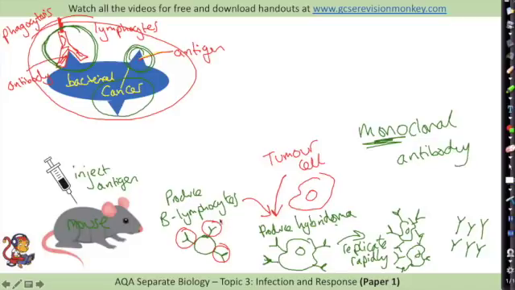So we've got our mouse to produce our antibody first of all. That's bound with a tumour cell to produce the hybridoma, and then they replicate rapidly, and then we can bottle up and use our monoclonal antibodies.